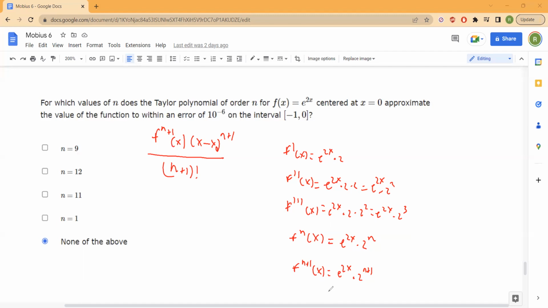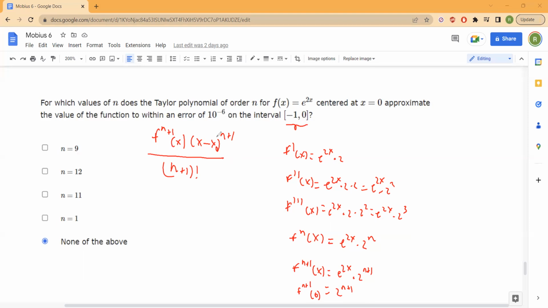So in essence, to maximize our result, we would evaluate the (n+1)th derivative at 0, because that's the biggest value on the interval of -1 to 0. And you would get just 2 to the power of n plus 1. Okay, so that's our K. That's how we maximize our K.